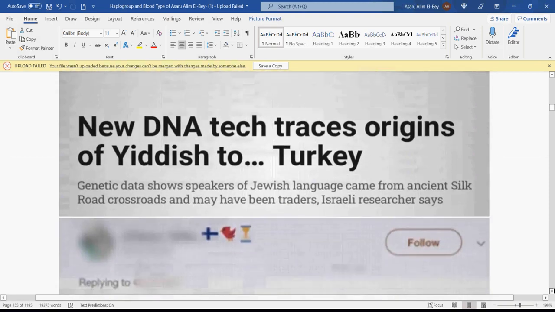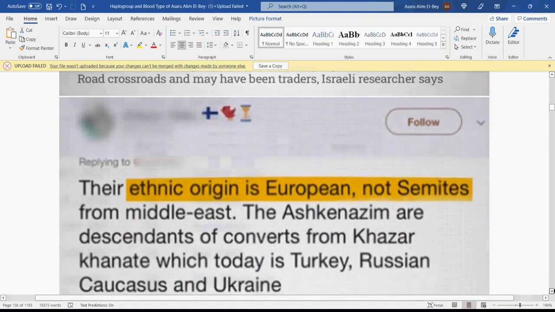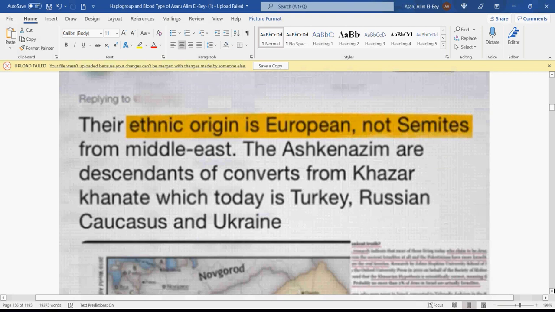And they don't want us really talking about this, but new DNA tech traces origin of Yiddish to Turkey. Genetic data shows speakers of the Jewish language came from ancient Silk Road crossroads and may have been the traders, Israelites, researchers say. All right, their ethnic origin is European, not Semites from the Middle East. The Ashkenazim are descended from converts from the Khazar Khanate, which today is Turkey, Russia, the Caucasus Mountains, and the Ukraine. So the Ashkenazim comes from the Caucasus Mountains.